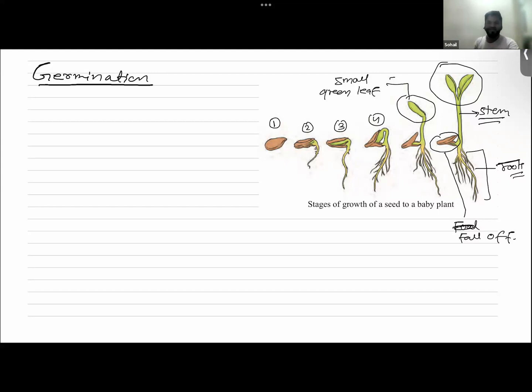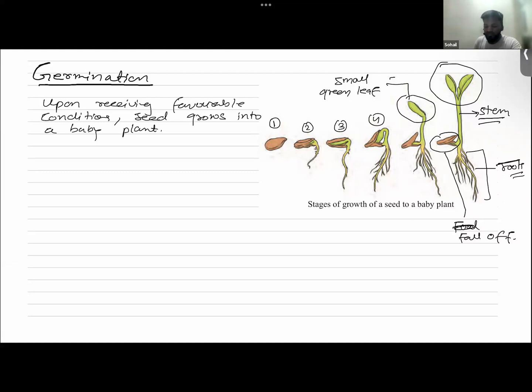First, we say that when a seed gets all the favorable conditions, it grows into a baby plant. So we say that upon receiving favorable conditions, seed grows into a baby plant. Okay. So the process of conversion of a seed into a baby plant is basically called germination.